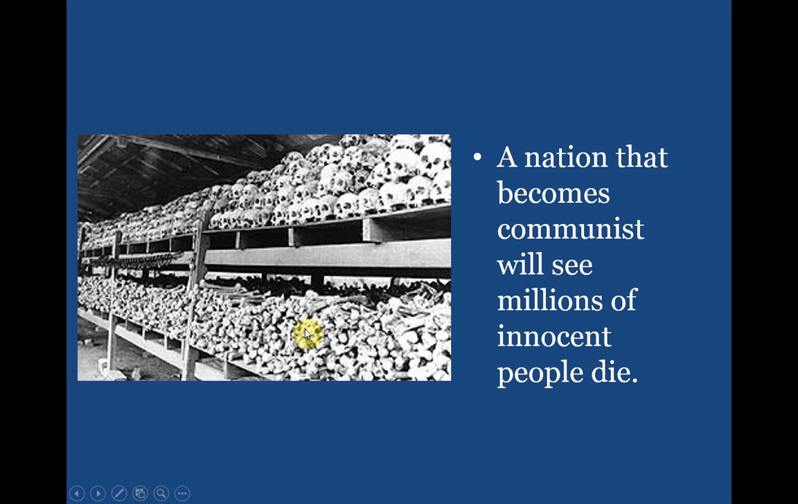This is a picture of the killing fields in Cambodia. I want you to remember the killing fields were all about a communist revolution. And when you think of all those skulls of those poor people that were killed by the Khmer Rouge, don't forget, a nation that becomes communist, in that process, will see millions of innocent people die.